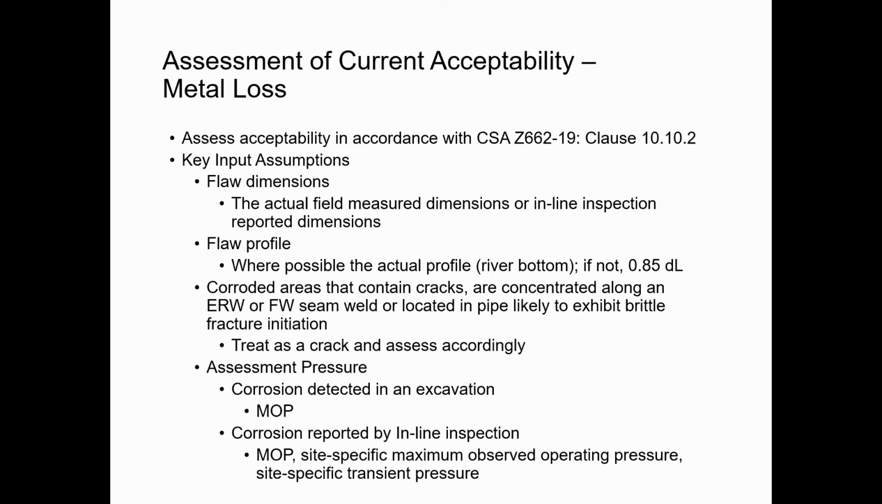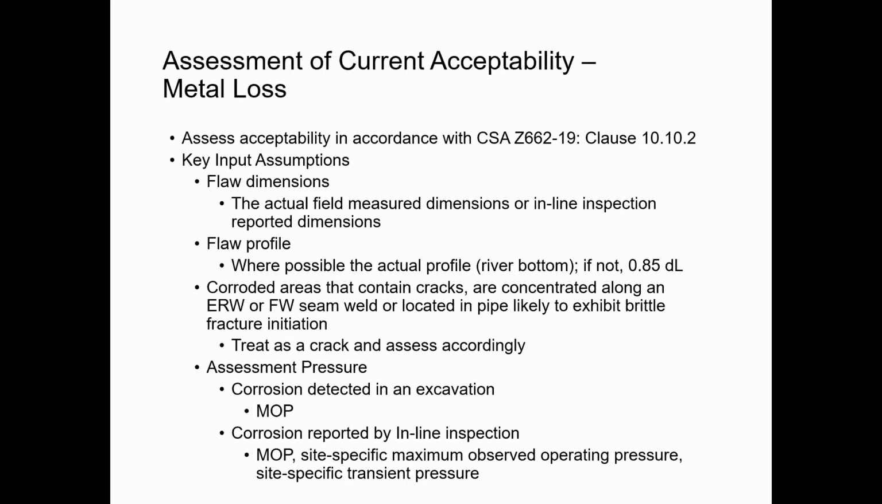CSA talks about corroded areas that contain cracks or are concentrated along an ERW weld seam or a flash butt welded long seam, or pipe that's expected to exhibit brittle fracture initiation. Our approach for dealing with it here is we treat the metal loss as a crack and assess it as a crack, as opposed to trying to assess it as corrosion.